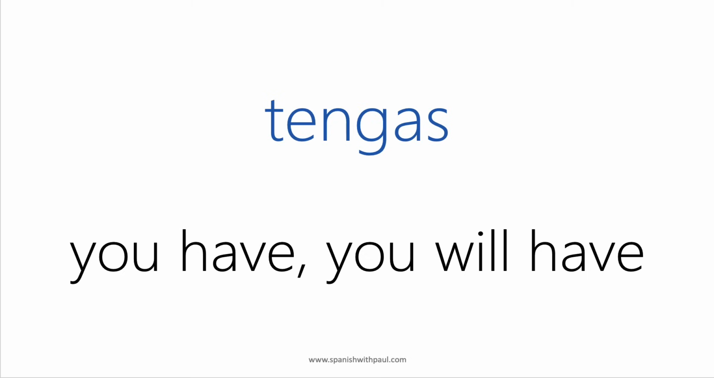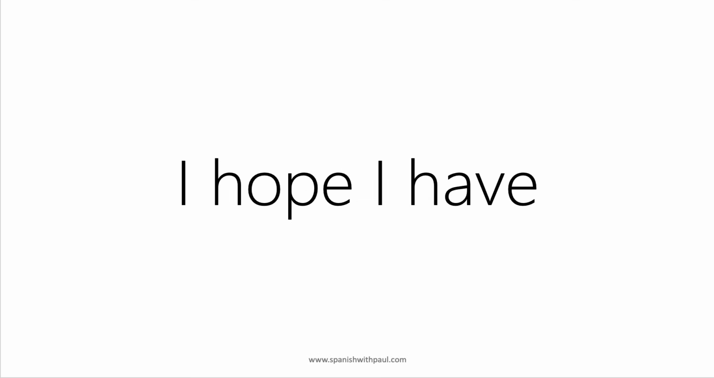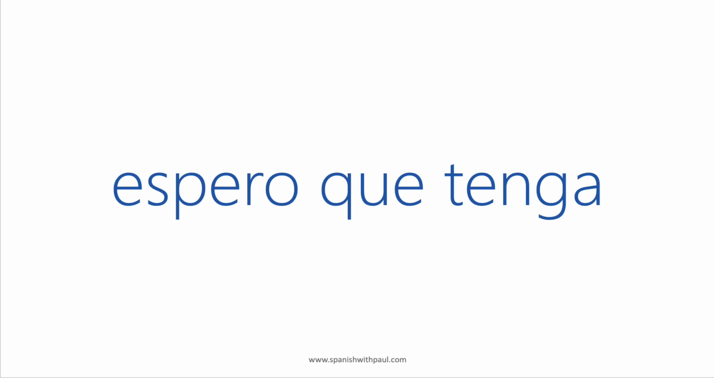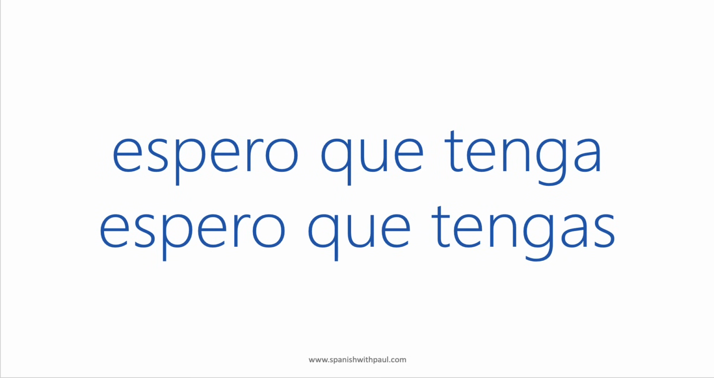So what we'll do now is multiply the power of what we learned from last week. For example, how would you say, I hope I have? Espero que tenga. Now, if you wanted to express I hope you have or I hope that you have, either way, it would be espero que tengas. So putting them side by side, you can see that when expressing you have in the subjunctive, all we do is add an S to the sound. So the key sound becomes tengas.